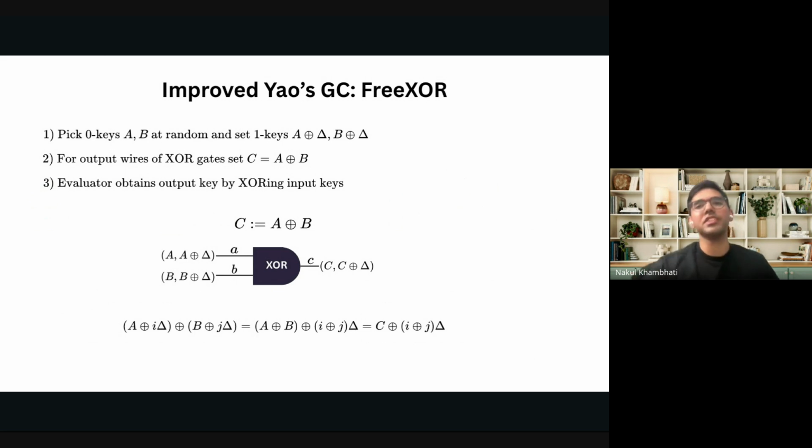Now, as it turns out, very surprisingly, there's a way for the gobbler to set the wire keys in a slightly smarter way so that you actually never need to send over any material for XOR gates. XOR gates are free. Now, the protocol cost only depends on AND gates.